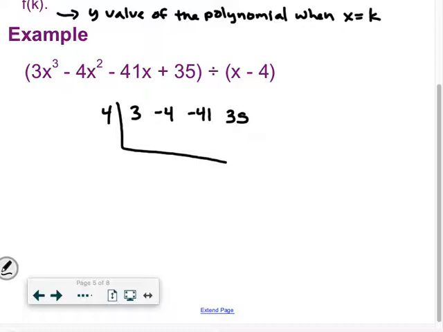Remember the little steps that we did? I just call it my little mantra for synthetic: add down and multiply. Add down to get 3. Multiply for 12. Add down is 8. 32. Negative 9. Negative 36. Negative 1.